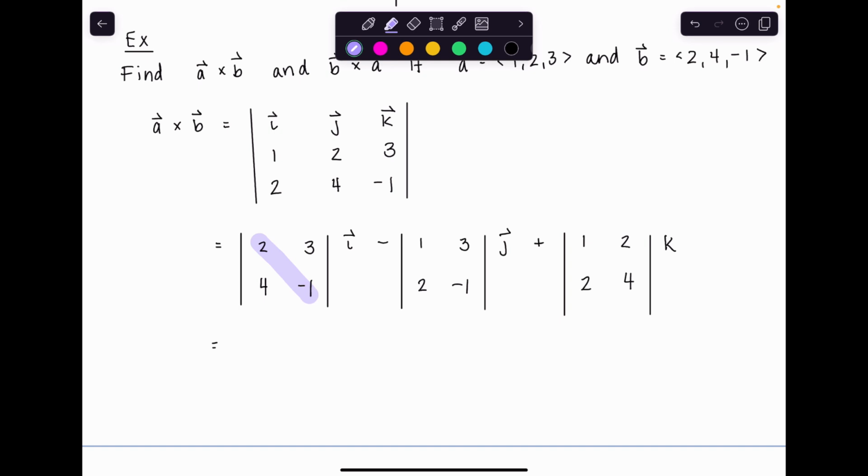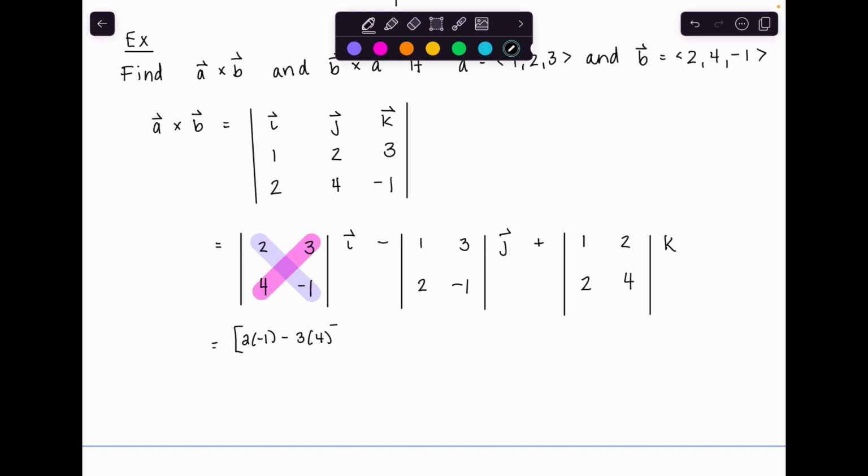We want to do the product of the main diagonal minus the product of the off diagonal. So it's going to give us 2 times negative 1 minus 3 times 4. And that's going to be attached to I. At this point, if you would prefer to honestly just get rid of this and jump right into the vector, absolutely you can, because you know the I, J, and K is just representing the first, second, and third component. Completely up to you what you want to do.